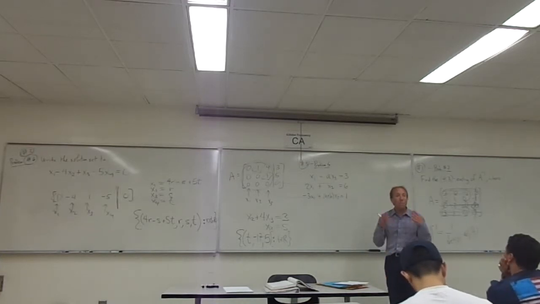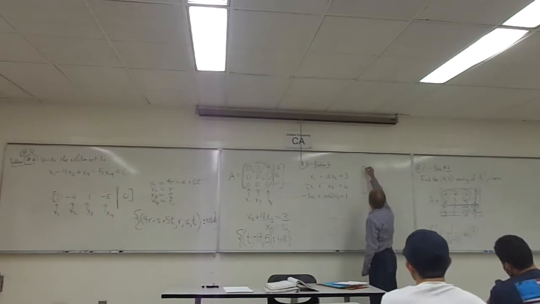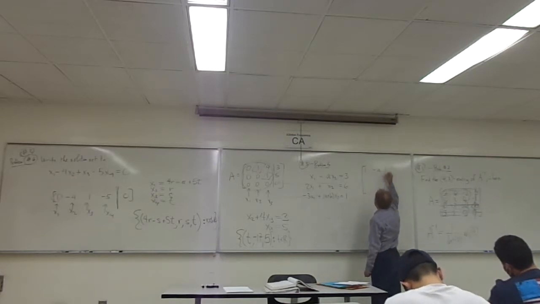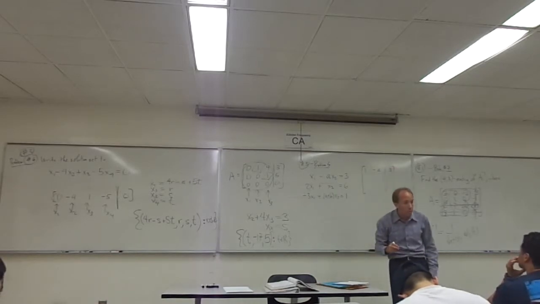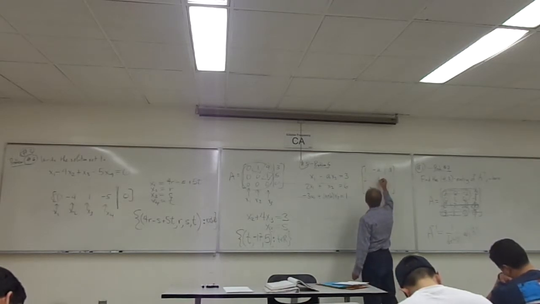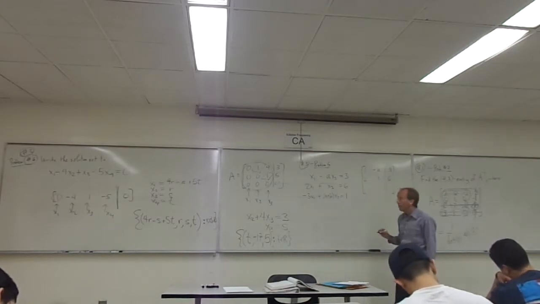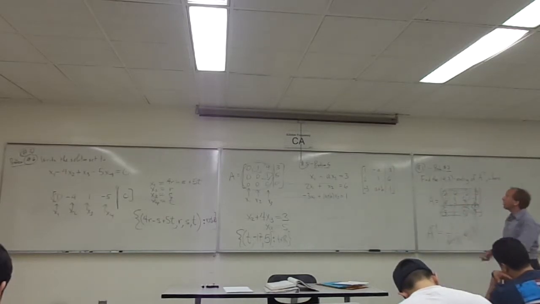Exactly. I need to build my matrix, right? Build the matrix first. So my matrix is going to be 1, negative a, augmented with 3. Notice there's only 2 variables, x1 and x2, so I only have 2 columns here. And then 2 and 1 and 6. And then negative 3 and a plus b and 1. So there's my augmented matrix that goes with that system.